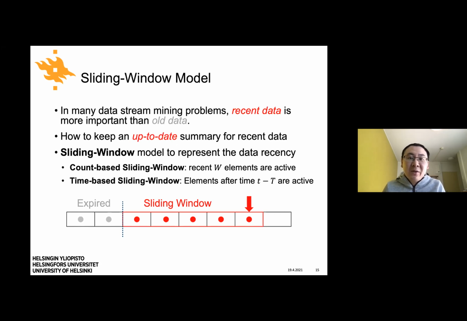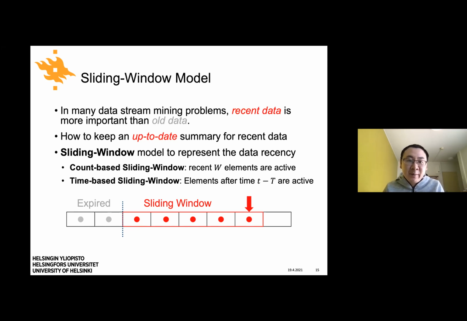In many data stream mining problems, recent data is more important than old data. So one practical problem is how to keep an up-to-date summary for recent data. In our data stream summarization problem, we often consider the sliding window model to represent the data recency in data summarization.